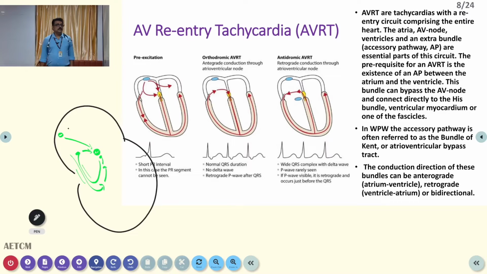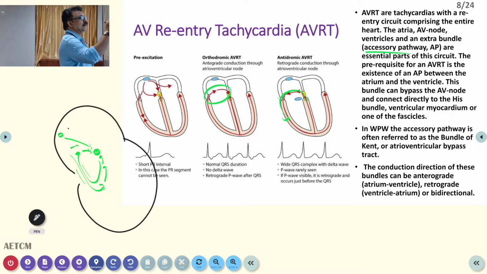If this goes in this direction, this is called orthodromic AVRT. That is different from the previous thing we have discussed. This is orthodromic AVRT and antidromic is on the opposite side. So, this is AV re-entry tachycardia. One of the important conditions we should remember is Wolff-Parkinson-White syndrome. That is an accessory pathway condition.